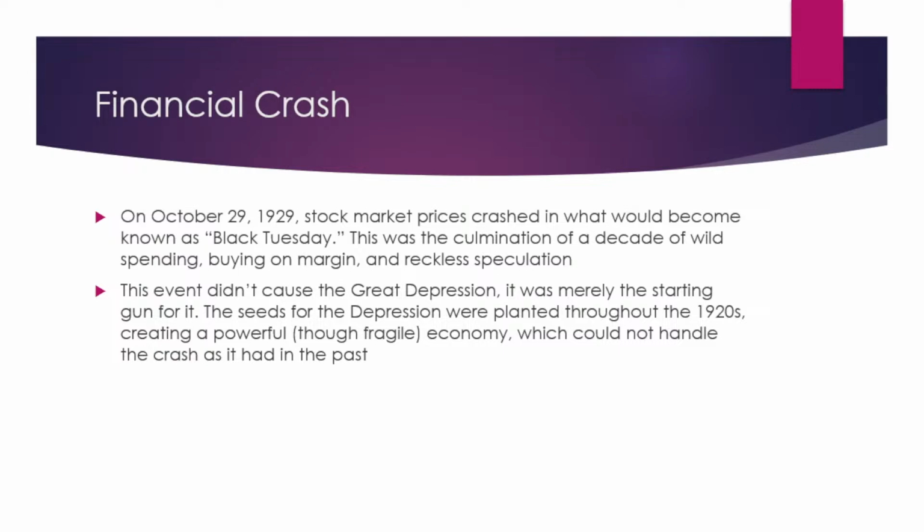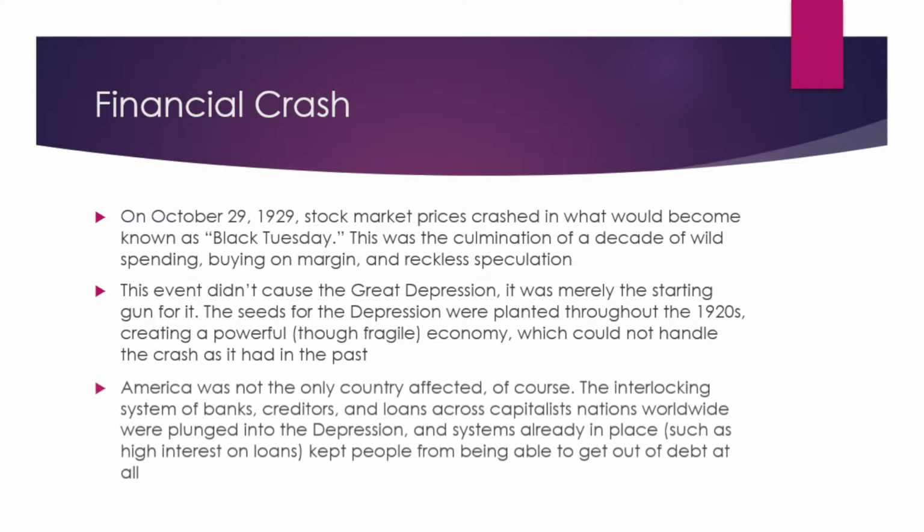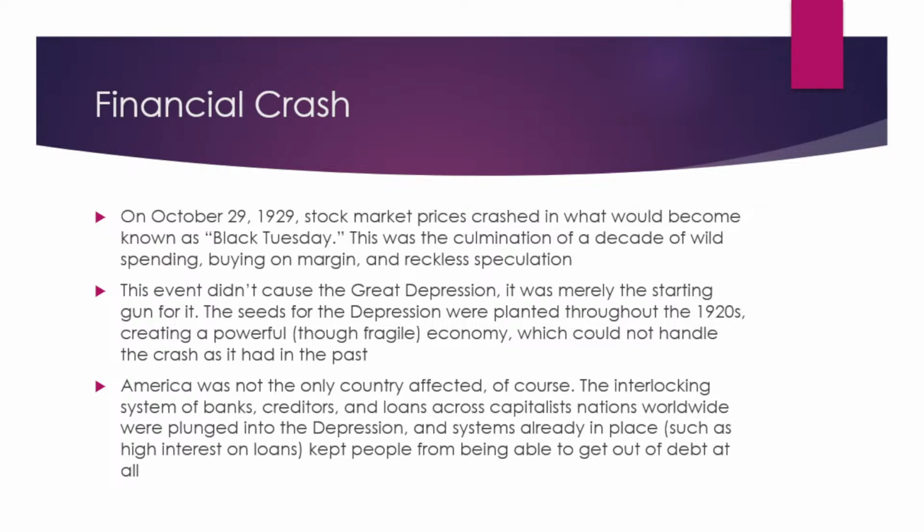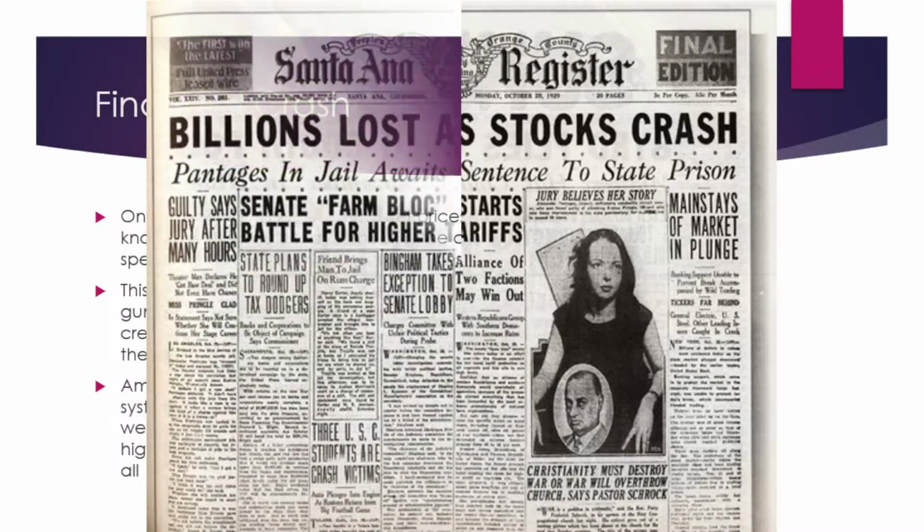The economy was powerful, but it was very, very fragile. So when the stock market crashed, it all collapsed in on itself, and it couldn't pick itself back up. And because of all these interlocking systems with Europe, when America crashed, it pulled Europe with it. Europe was already having a hard time, and European banks began crashing around the same time. So everybody fell together, and there was nobody to pull anybody else up. The only country that wasn't affected was the USSR because they weren't connected with anybody else, because they were Soviet. So these interlocking banks, credits, and loans across these nations were all plunged into the Depression. And high interest on loans kept people from being able to pay off the debt at all. Billions were lost as the stocks crashed.